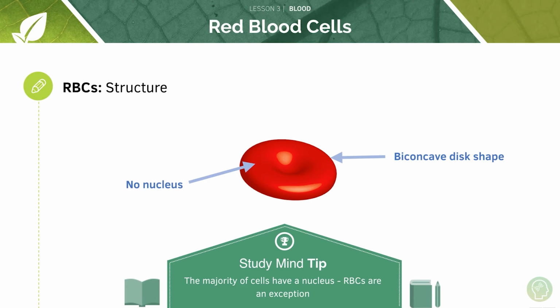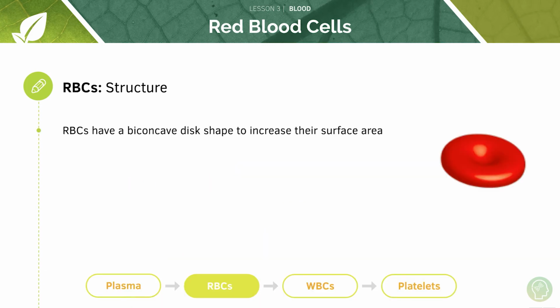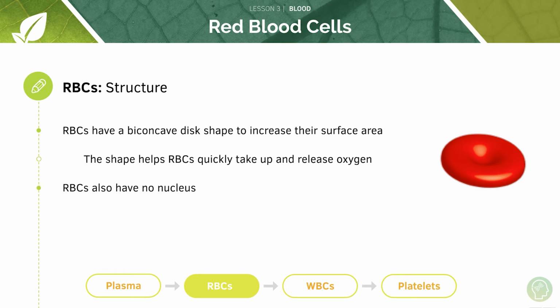And one more point to make here is that most cells do have a nucleus. So red blood cells are one of the very few cells in our human body that do not have a nucleus. So this slide just summarises what I just said on the previous slide about the adaptations of the red blood cell to its function. So remember the biconcave disc shape and also no nucleus.